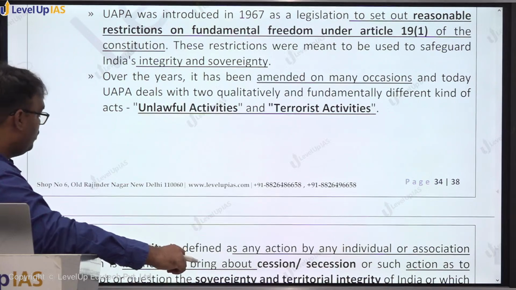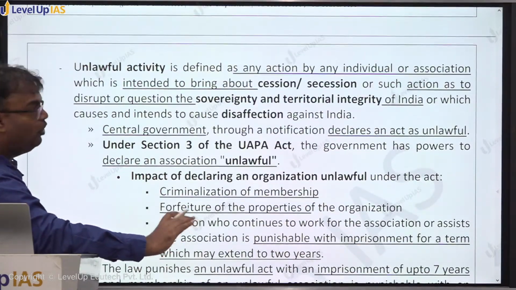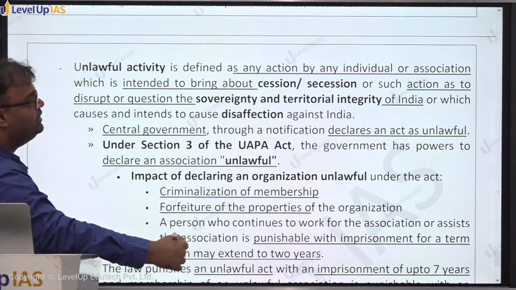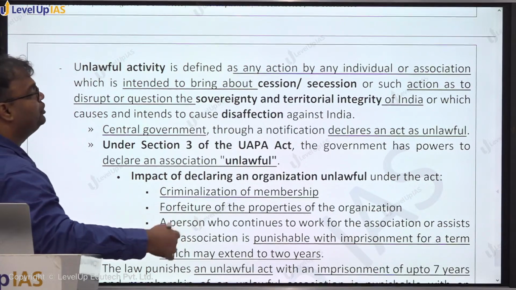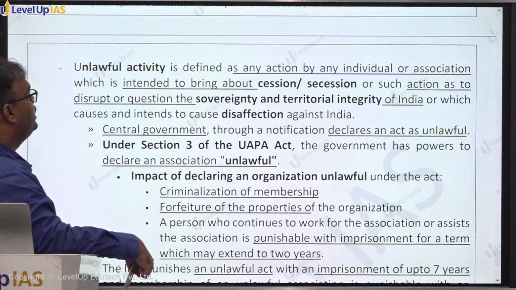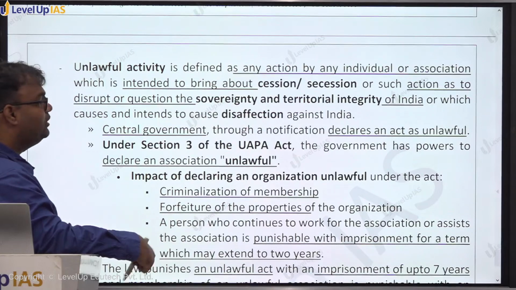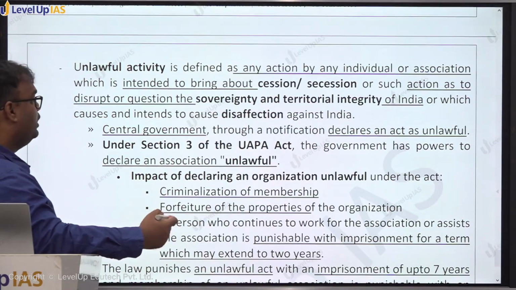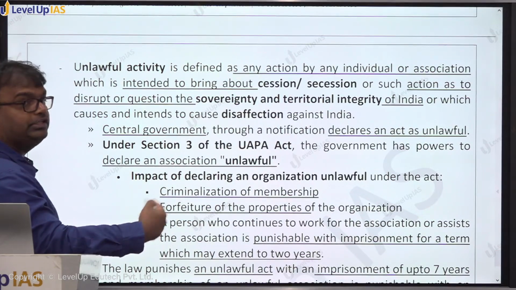So unlawful activity क्या है? It is defined as any action by any individual or association which is intended to bring about secession or such action as to disrupt or question the sovereignty and territorial integrity of India, or which causes and intends to cause disaffection against India. Central government through notification can declare an act as unlawful. Under section 3 of UAPA, the government has powers to declare an association as unlawful.